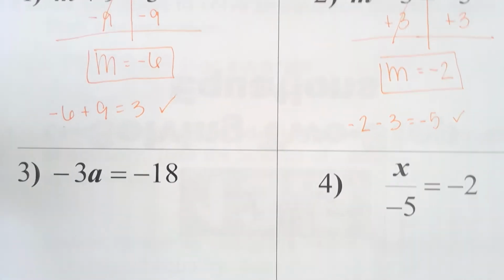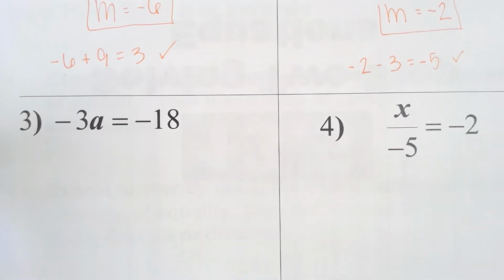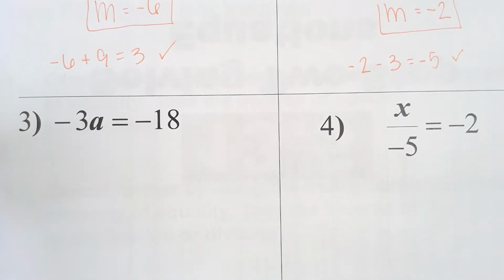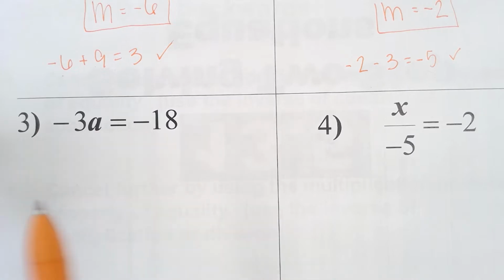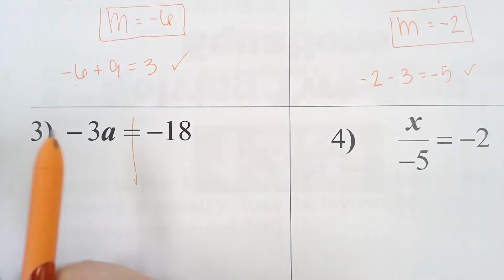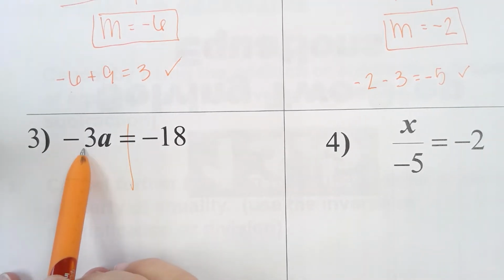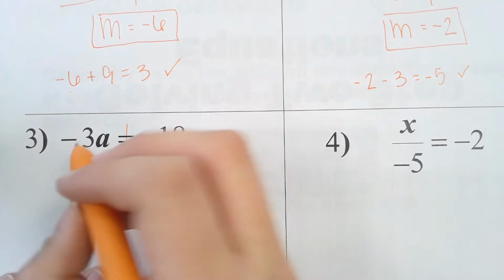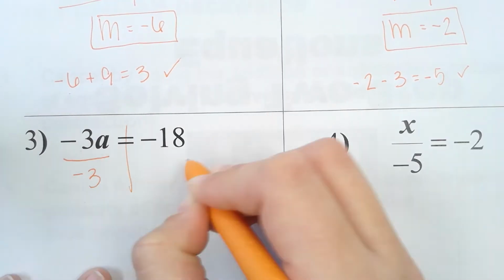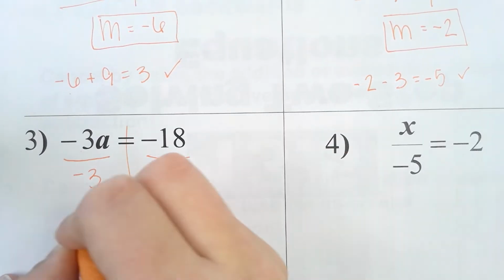So now we're going to move on to multiplication and division, since those are inverse operations of one another. So same thing, we still need to get the variable by itself, so we need to move all the numbers that are on the same side of the variable over to the other side. So in this case, I need to move the -3, and right now the -3 and the a are multiplying, because two numbers shoved up next to each other means that they're multiplying. So the opposite of multiplying would be to divide. So I'm going to divide by that -3 on both sides.